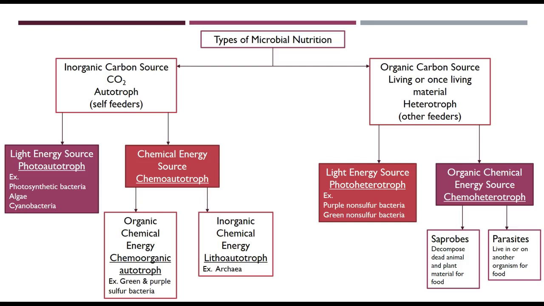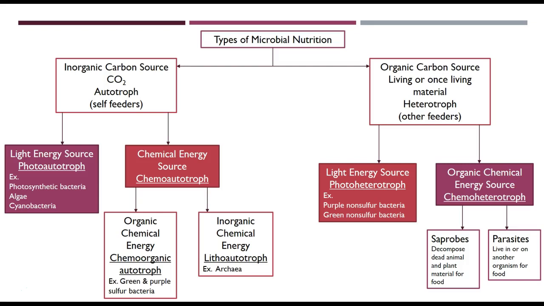Photo means life, or not life, light, sorry. So these are all organisms that photosynthesize, photosynthetic bacteria, algae, the cyanobacteria. Any organism that is able to use an inorganic carbon source and light for energy is considered a photoautotroph. Another way that an autotroph can get its energy is by breaking down chemicals. When we break the bonds of chemicals, like those found in ATP, we can release a lot of energy depending on the chemical.